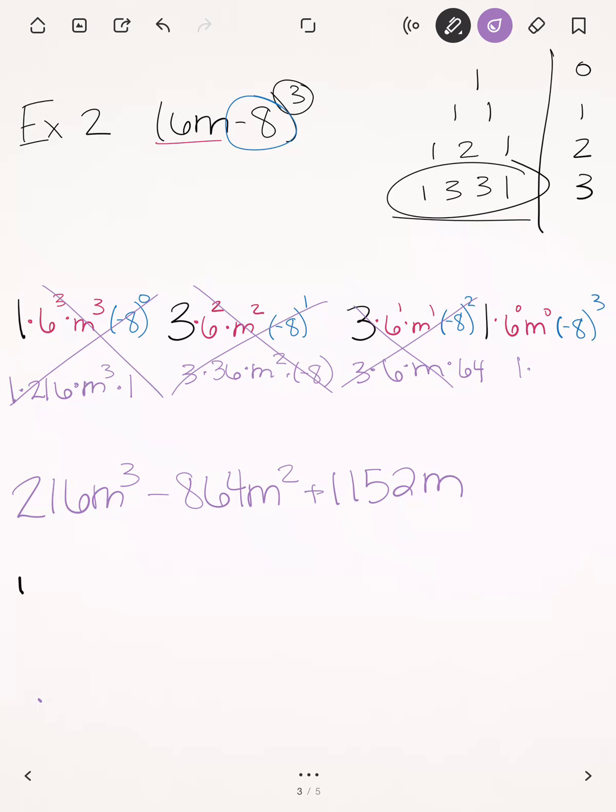Then I have 1 times 6 to the 0 is 1, m to the 0 is 1, and negative 8 to the third power is 512. 1 times 1 times 1 times 512 is a positive, it's a negative 512. I'm sorry, so it's not positive. It is a negative 512.